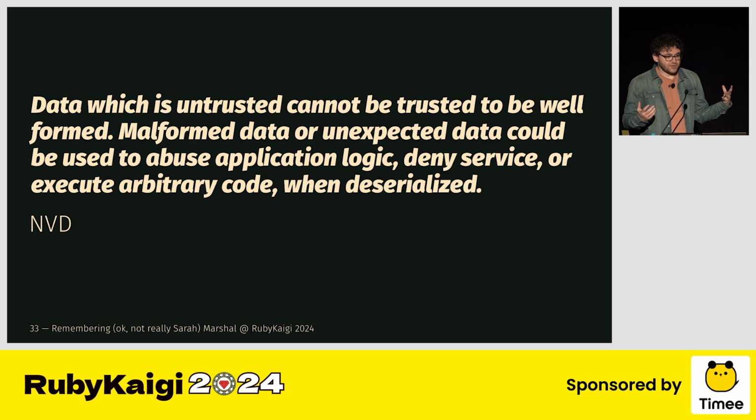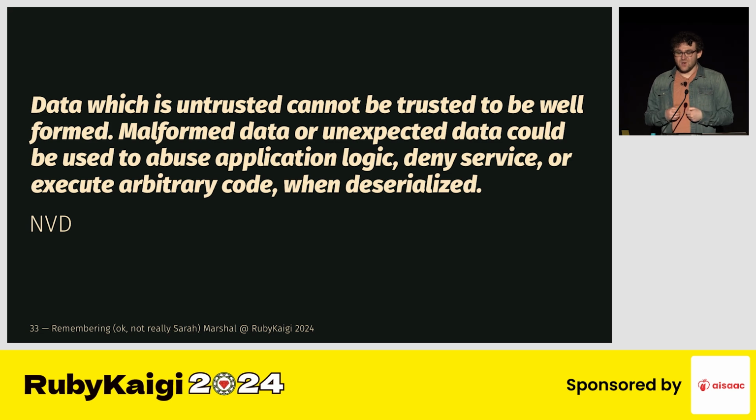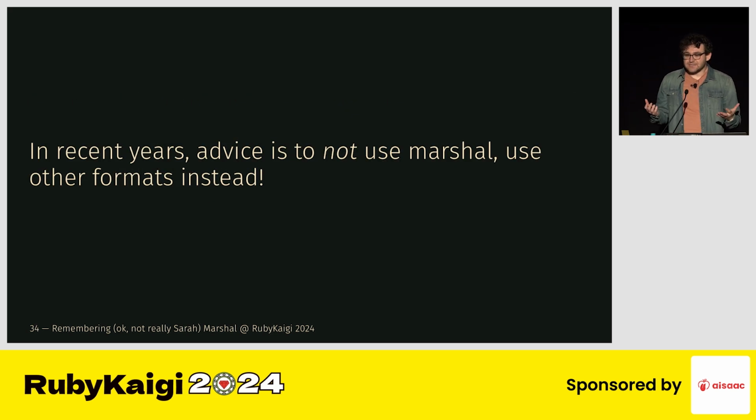Additionally, the US government's National Vulnerability Database says data which is untrusted cannot be trusted to be well-formed. Malformed data or unexpected data could be used to abuse application logic, deny service, or execute arbitrary code when deserialized. That's a list of very bad things. And so in recent years, the advice is to not use Marshal. Use other formats instead, things like JSON or XML.